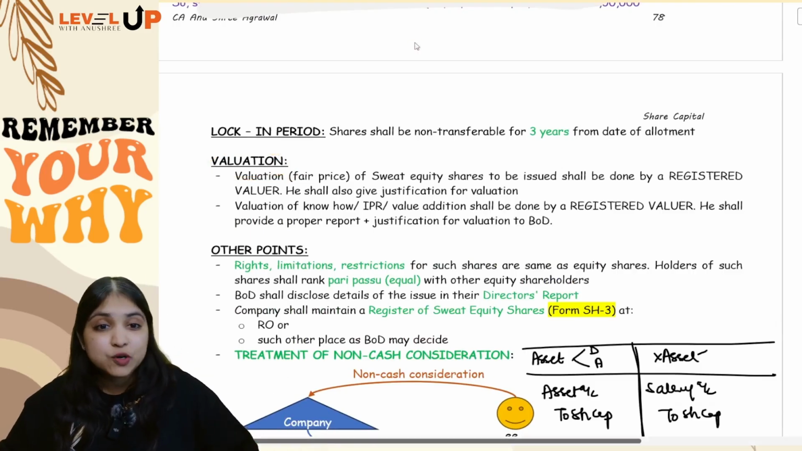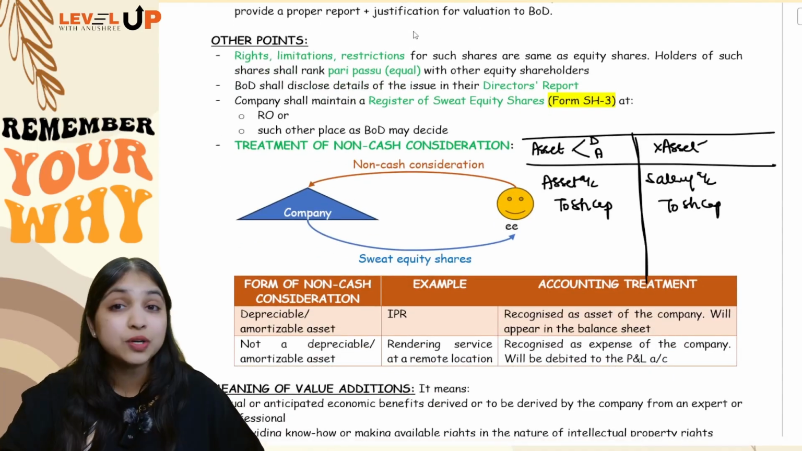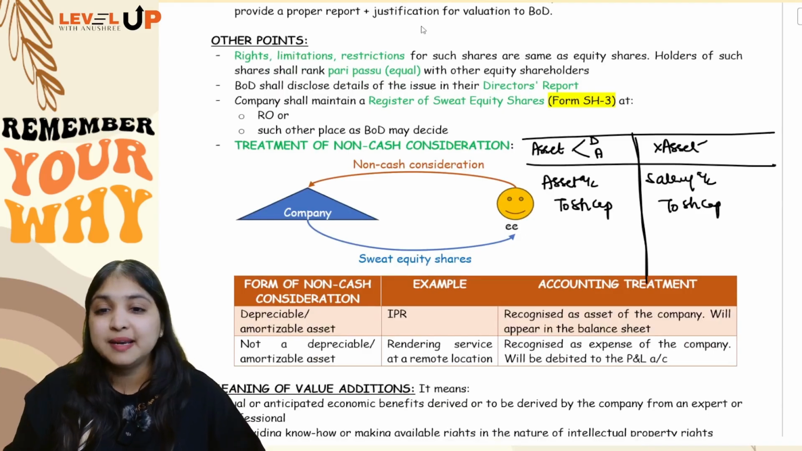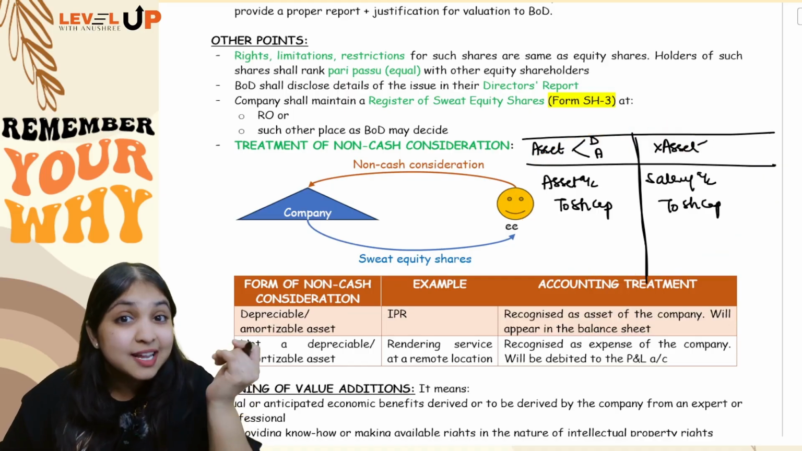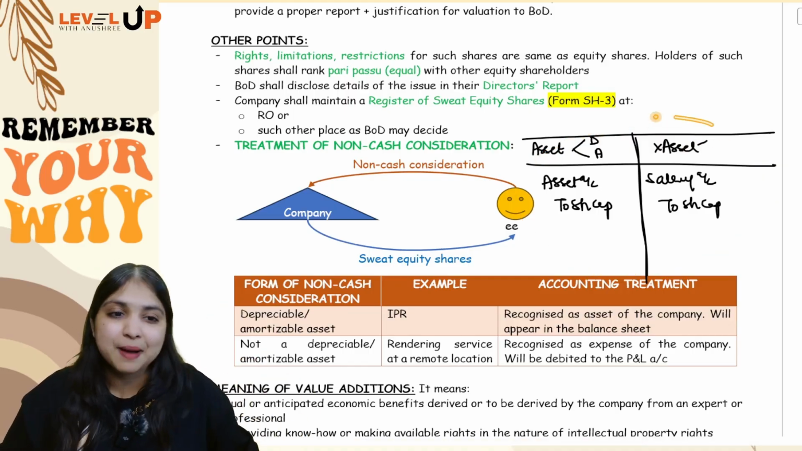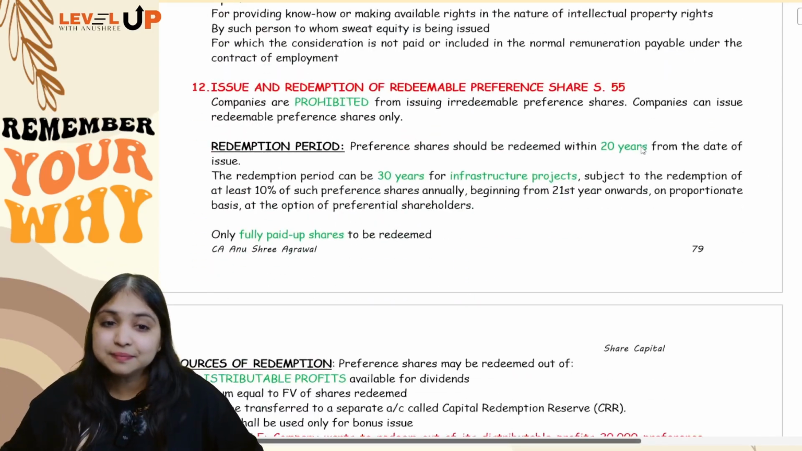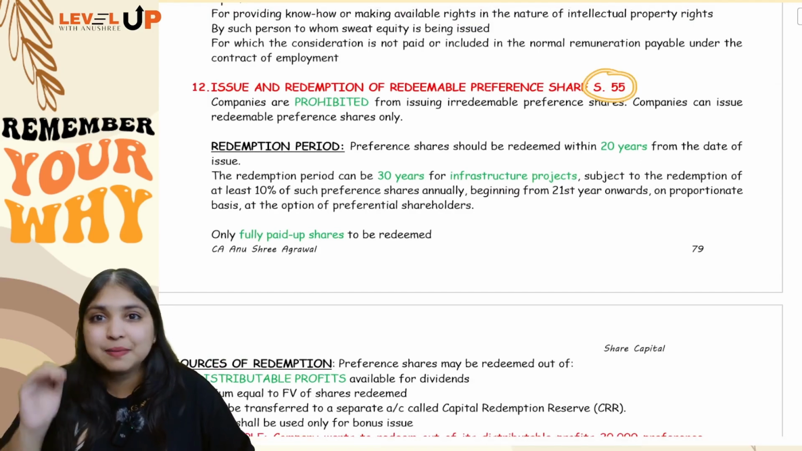Sweat equity shares have a lock-in period of 3 years, and whatever sweat equity shares the company has issued, a proper disclosure has to be made in the director's report. Register has to be maintained in form number SH3, and finally we spoke about the accounting treatment. Just know that this accounting treatment part, it's been a long time they have not asked this. So be prepared. Then after this, we learned about section 55, wherein we spoke about redeemable preference shares.